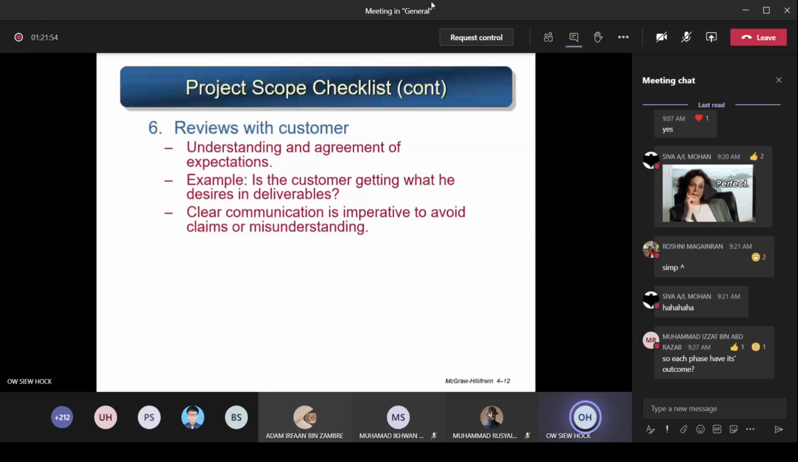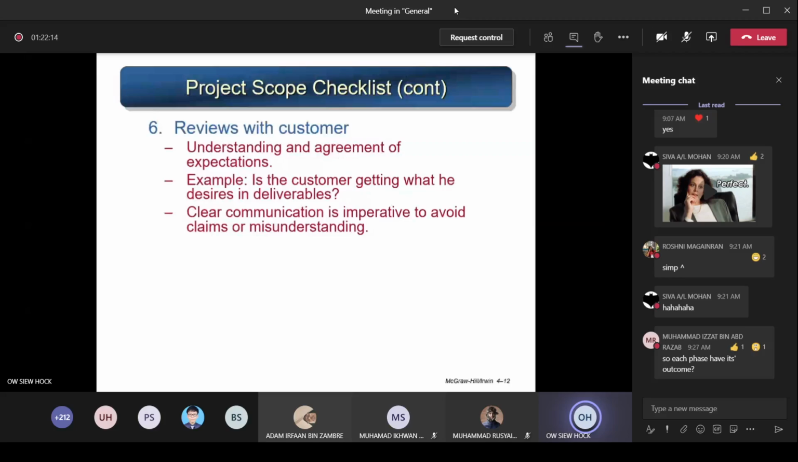For example, is the customer getting what they desire in deliverables? You define these are the deliverables, and within this, what I give you, what I don't give you. So clear communication is imperative to avoid claims or misunderstanding. So later they don't come and argue with you, saying, hey, you never give me this, I asked for this. So you need to do a review.